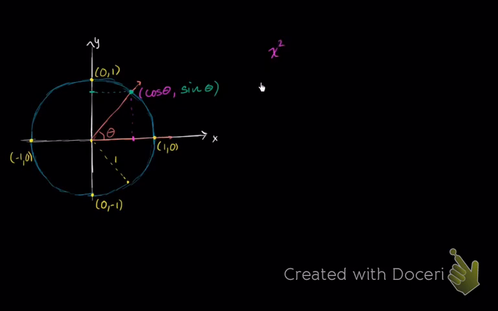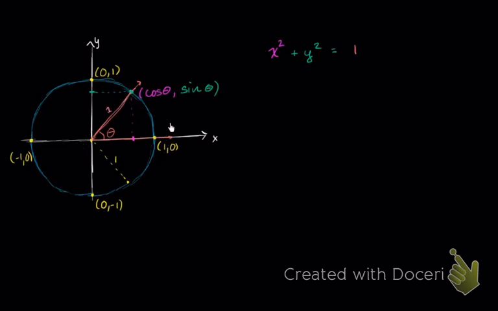We have other videos where we really prove this using the distance formula, which is really just an application of the Pythagorean theorem. The equation of a unit circle centered at the origin is x squared plus y squared is equal to 1, is equal to the radius squared. This distance right over here is equal to 1.